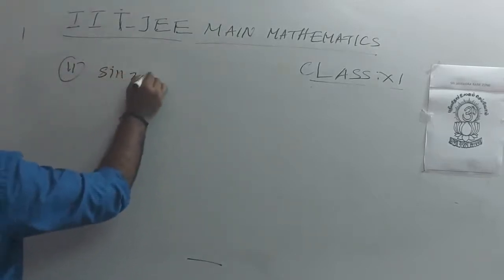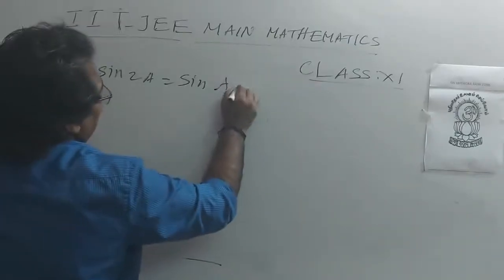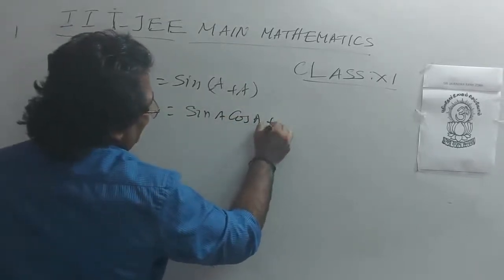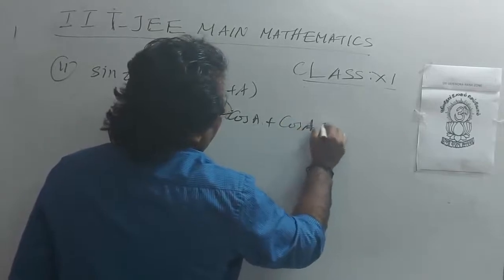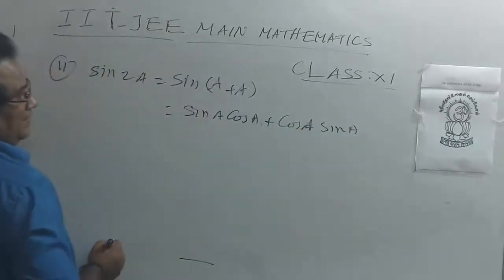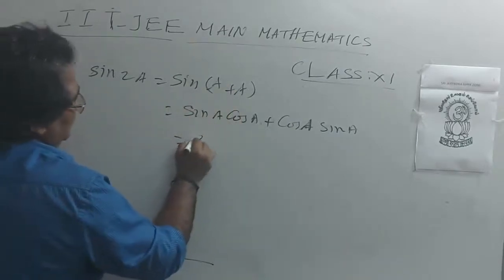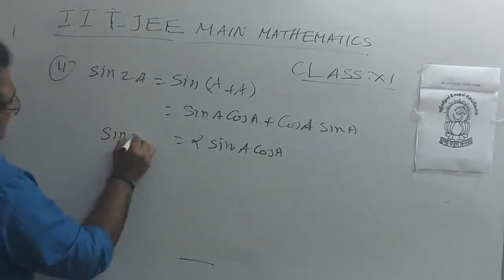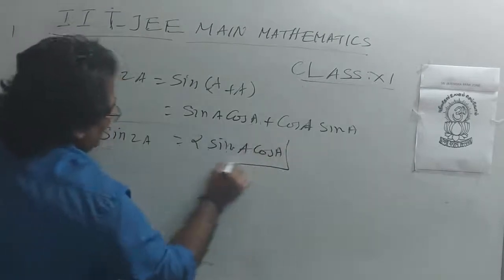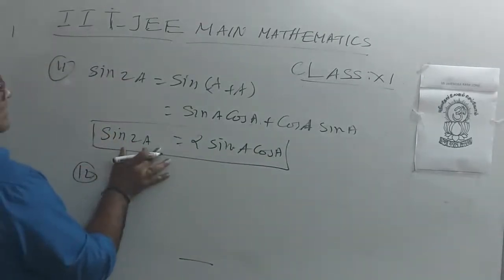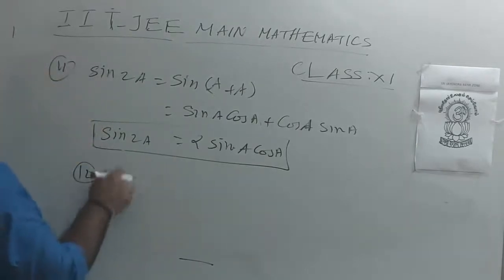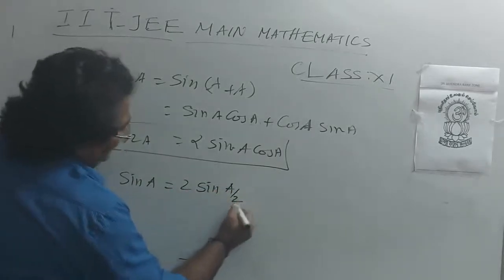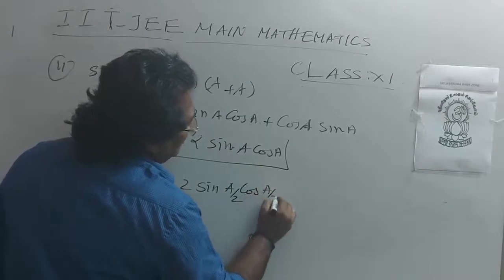So sin 2A, we can write sin A plus A: sin A cos B, in place of B we have A, plus cos A sin B, in place of B we have A. So 2 sin A cos A. So sin 2A equal to 2 sin A cos A. Dividing the angle by 2, that is sin A equal to 2 sin A by 2 cos A by 2.